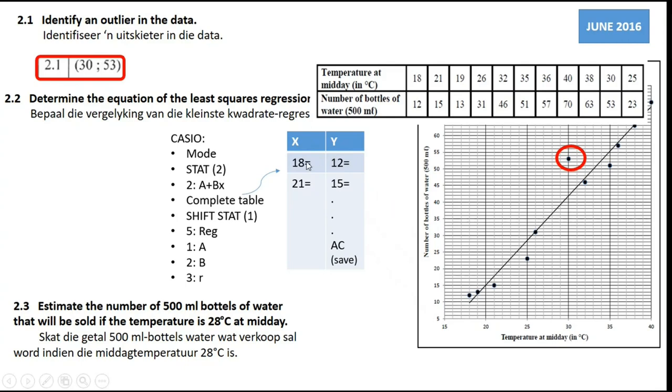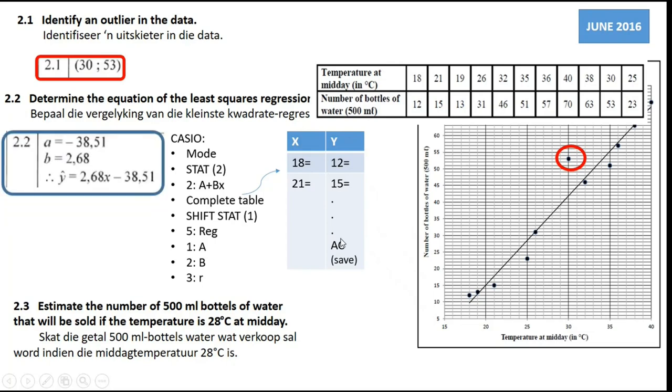So the x values, the 18 and the 21, there they are, the 18, the 21, the 19, the 26, they all go in this column. And then the y values, the 12, the 15, the 13, the 31, the 46, they all go in that column. And then, as you can see, the calculator will give you three things. It will give you an a value. Sometimes it's a capital, sometimes it's a small a, doesn't matter, it's all the same. It will give you a b, and then you have to write down the equation.